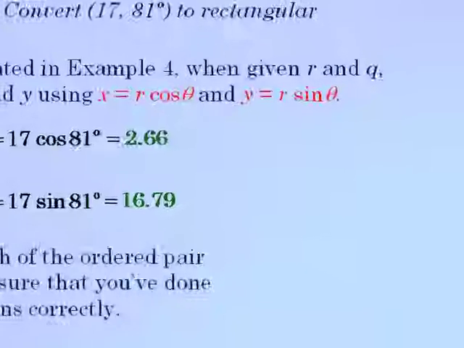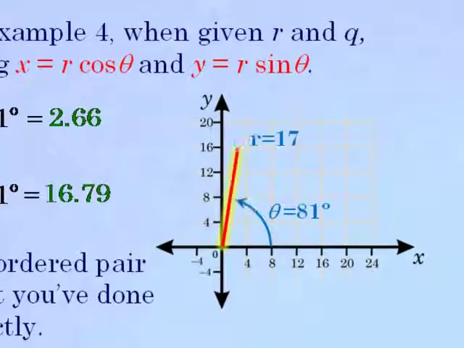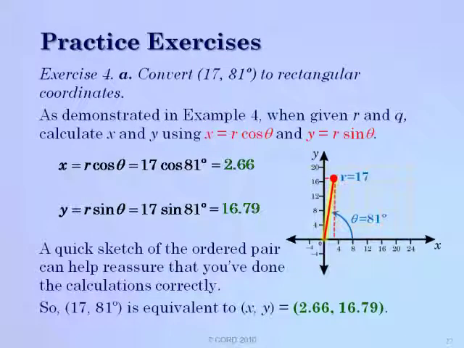16.79. Now, it's always a good idea to check that out with a sketch. And so we'll make a quick sketch of our point that's out at 17 units out and 81 degrees up. And sure enough, it looks like the x value should be a fairly small number, less than 4. Probably 2.66 is about right. And the y value is up there. Well, it's almost going to be 17, so 16.79 is about right. So we're confident that we've probably done our conversion correctly. And indeed, that is equivalent to xy of 2.66 and 16.79.